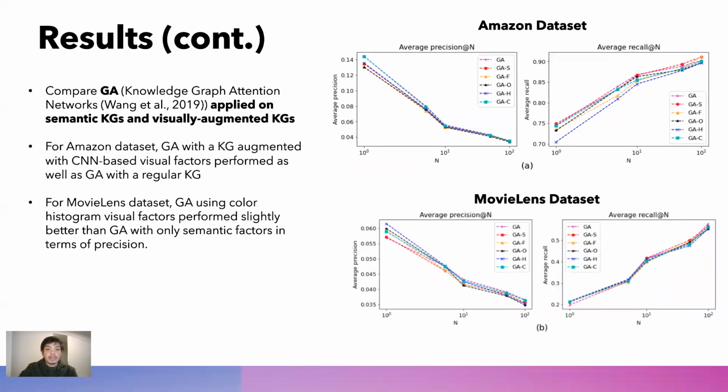Lastly, we apply the proposed visually augmented knowledge graph in the knowledge graph attention network, named as the GA approach. For the Amazon dataset, there is no significant improvement. However, there is an improvement in the MovieLens dataset results when we apply the GA approach with color histogram visual factors.